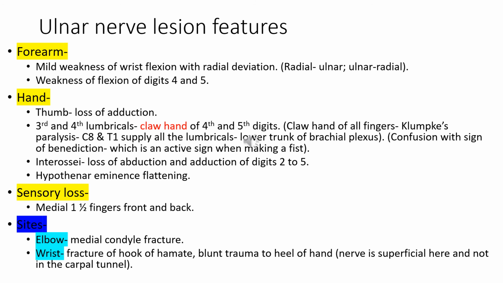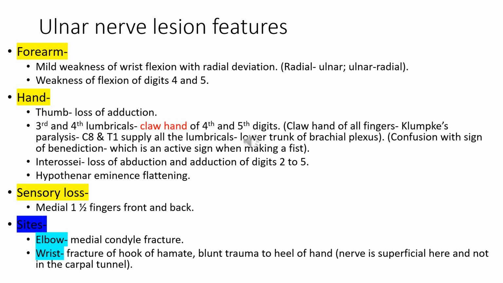Always remember, claw hand is a passive sign, and claw hand of ulnar nerve lesion should not be confused with the sign of benediction of median nerve lesion, because both look similar. But sign of benediction in a median nerve lesion at the elbow or a high median nerve lesion, this is an active sign when making a fist, while claw hand of fourth and fifth digits in ulnar nerve lesion, it is a passive sign.